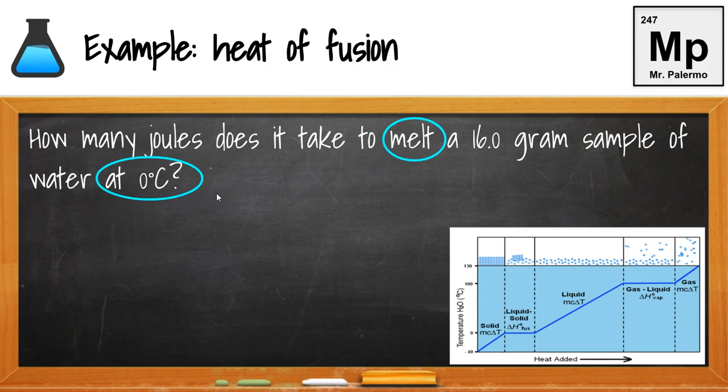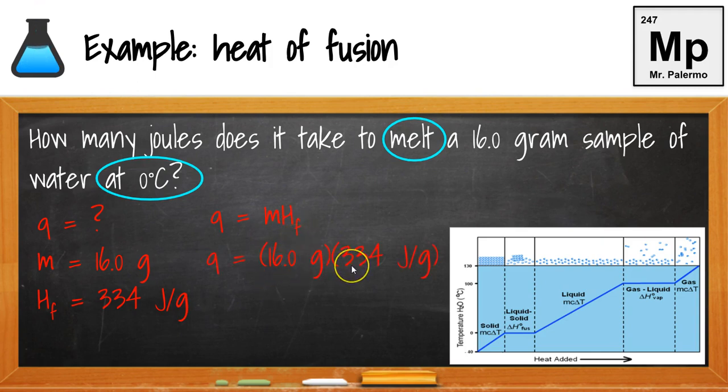Now let's figure out our knowns and our unknown. So how many joules? That is Q, and so Q is what we're solving for. That's our variable. We do have our mass, which is 16 grams, and the constant heat of fusion from table B is 334 joules per gram. We're going to plug that into our equation, Q equals MHF, and we get 16 times 334, and so the amount of heat, our Q, is 5,344 joules. If we're going to round to proper significant figures, that would be 5,340 joules.